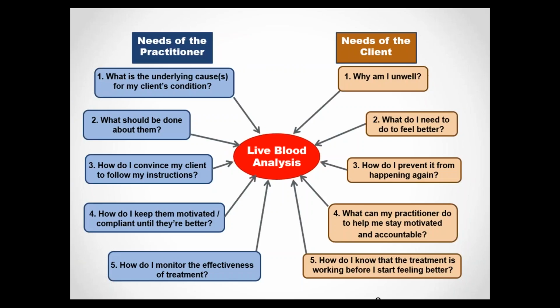Perhaps one of the most important benefits of live blood analysis is the impact that it has on a client. People can actually get quite anxious about what they find in their blood. Now, I've not really come across any other test that has this same type of effect on people, the same type of visual impact. Even conventional laboratory tests don't seem to have such a dramatic impact.